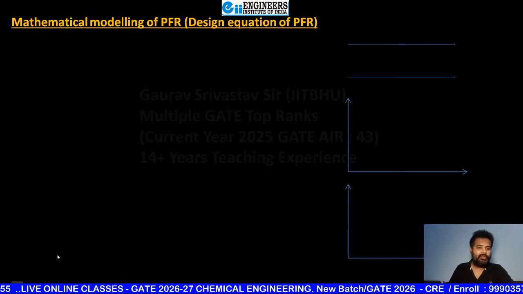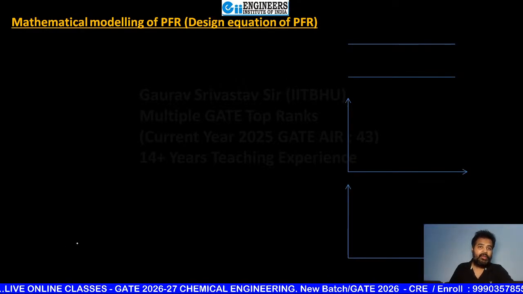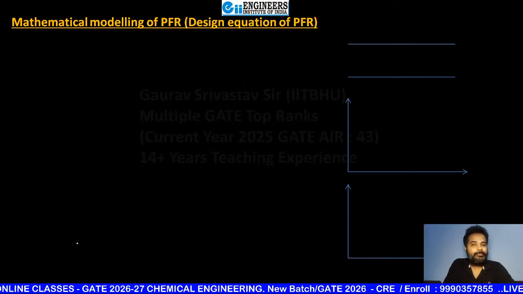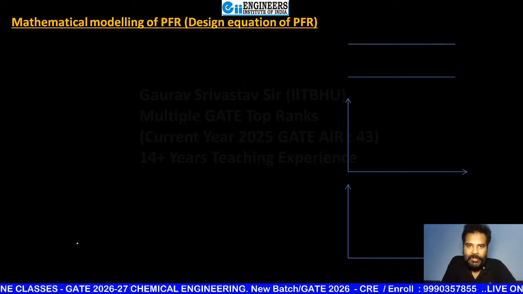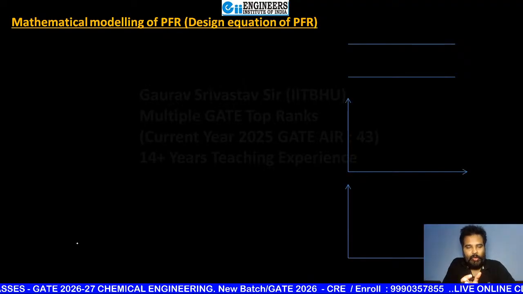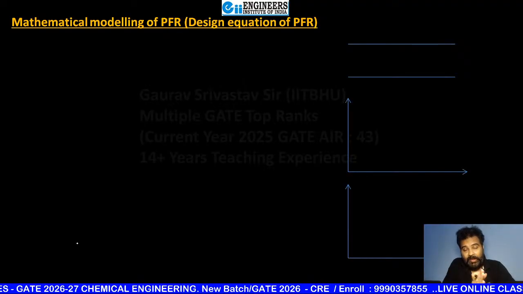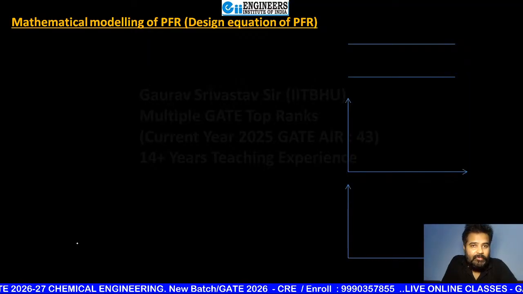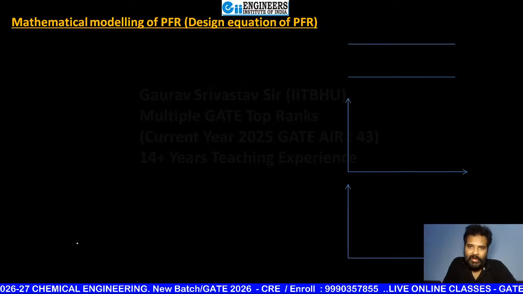So next heading, my dear students, mathematical modeling of PFR, that is design equation of PFR. अभी हम लोग डिजाइन इक्वेशन के बारे में पढ़ेंगे बेटा. Just like CSTR, you had seen V by FA naught is equal to X upon minus rA, and X2 minus X1 upon minus rA1. Okay, now here the same type of design equation we are going to derive for PFR.